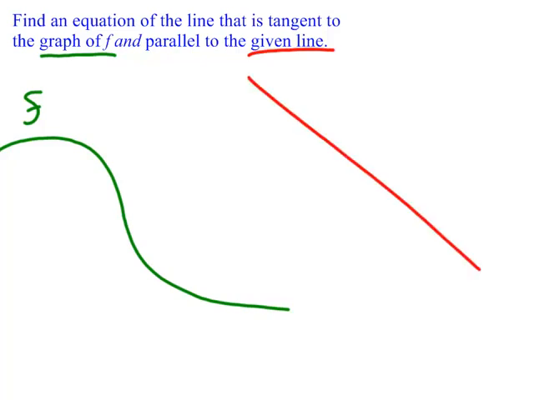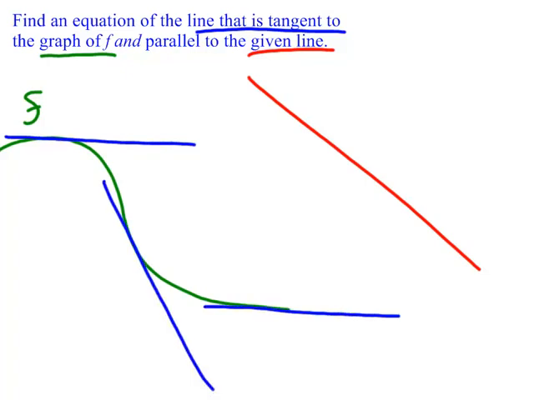And conceptually, what is it we're trying to do here? Well, we're supposed to find an equation of a line that is tangent to the function f, and we know there are infinitely many lines that are tangent to f. There's one right there. Here's another one right here. Here's another one right here.